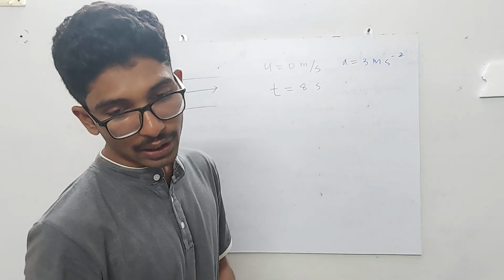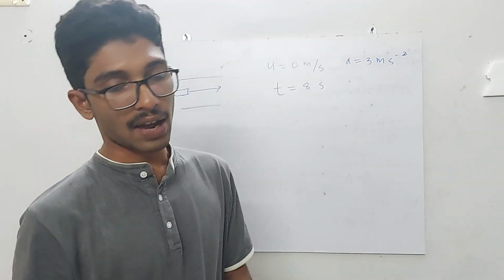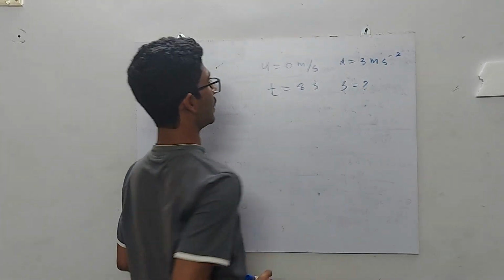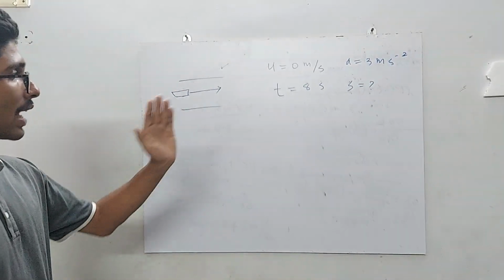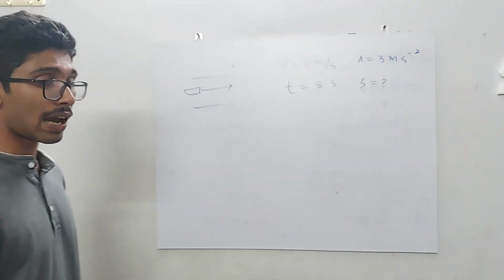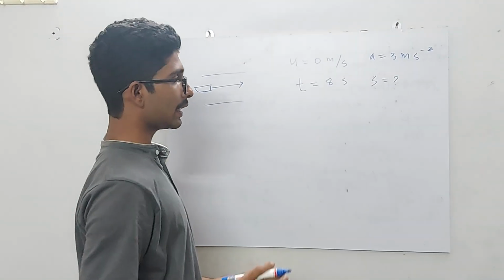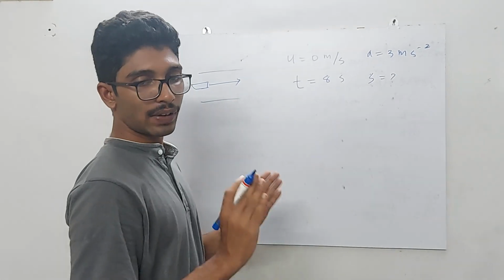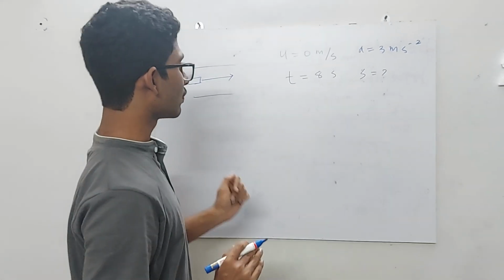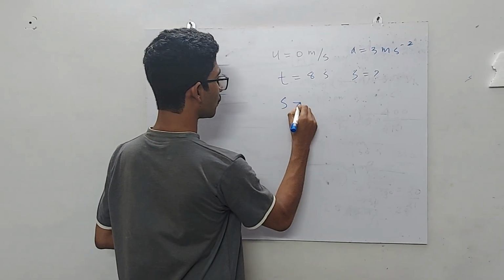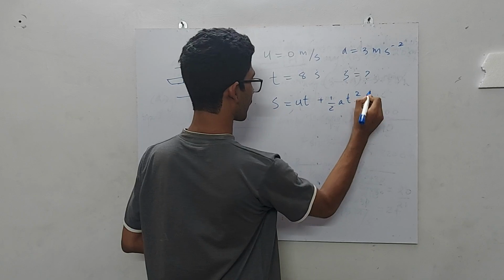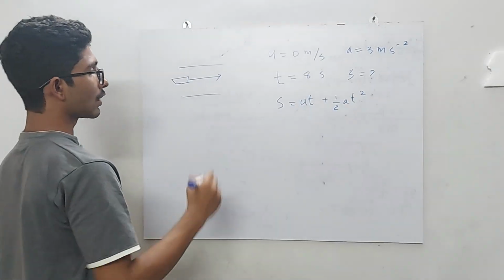Now they are asking us to calculate how far the boat travels during this time. So in this question it's a direct substitution into the equations of motion that we have learned. There are three equations: v is equal to u plus at, s is equal to ut plus half at square, and v square minus u square is equal to 2as. So I guess the second equation might work here. s is equal to ut plus half at square, isn't it? Yeah, this equation is sufficient.